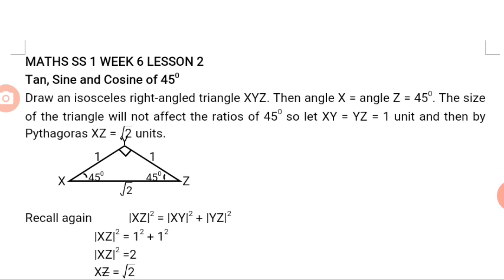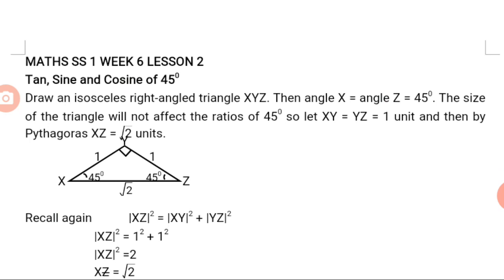Now, in our last lesson, before we could get angle 60 degrees and 30 degrees, we used an equilateral triangle. But today, we are not going to use an equilateral triangle, but we use an isosceles triangle. Now, draw an isosceles right-angled triangle XYZ.